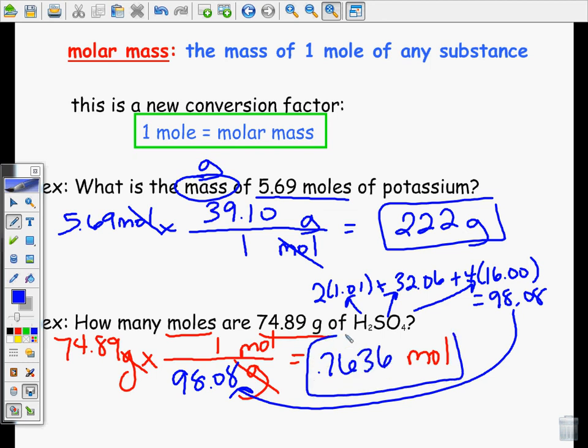So I'm going to get 0.7636. And you know what? You don't have to do these in scientific notation because these are pretty normal numbers. With Avogadro's number, we really need scientific notation because that power of 10 is so large. So on your homework, on the front, you're just looking stuff up on the periodic table or adding it. On the back, you're doing these 2 types of conversions.